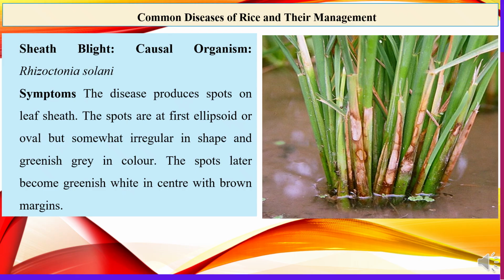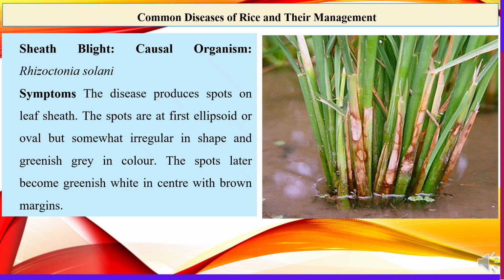Sheath blight. Causal organism, Rhizoctonia solani. Symptoms. Initially appears as ellipsoid or oval spots on the leaf sheath, sometimes irregular in shape. Spots are greenish-gray at first, later turning greenish-white in the center with distinct brown margins. Lesions may enlarge and merge, causing rotting and lodging in severe cases.